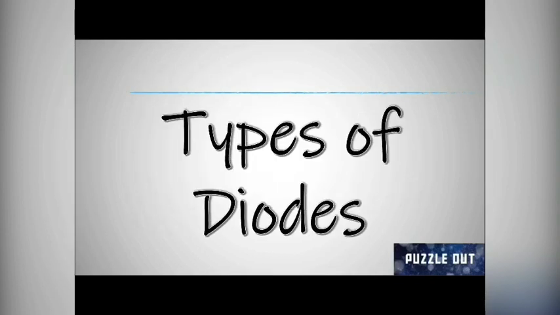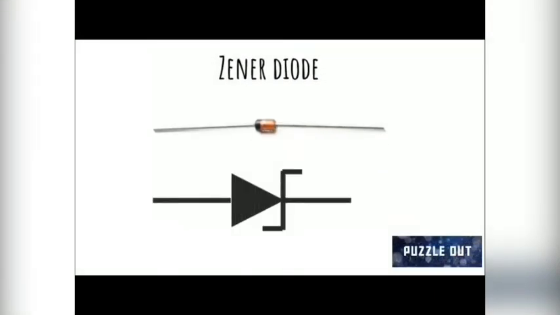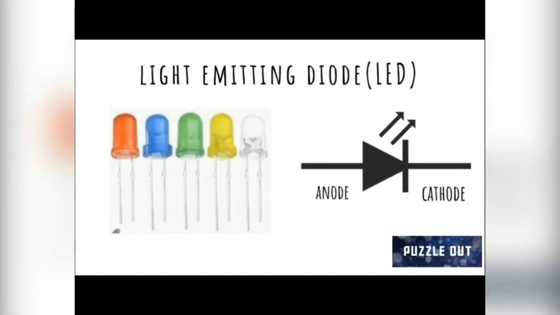Next we have the types of diodes. The first one is a Zener diode. It is the only diode that allows current to flow backwards. It is based on the working principle of the Zener effect. The next one is an LED. LED is a diode which emits light when current flows through it. It works on the principle of electroluminescence.